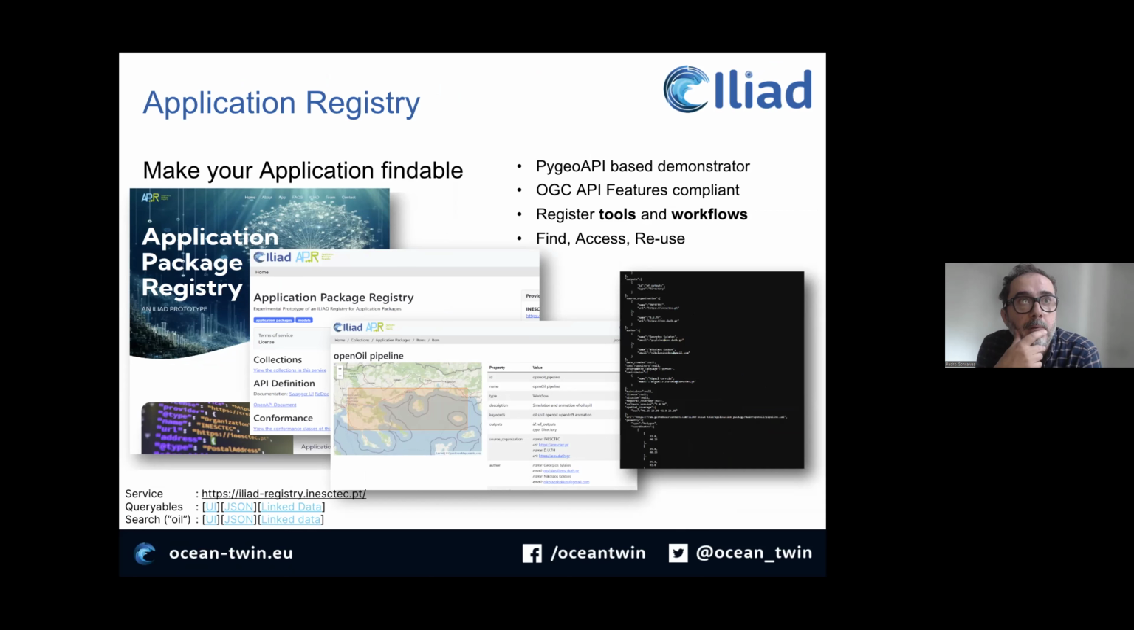The Iliad registry is a catalog of applications, of models that are available in the Iliad Digital Twin. So you are able to register tools or register workflows and find and access them. Tools here are really, in the sense, already application packages. So it's something that you can take out and deploy and use on your own cluster, or as a service in some other platform.